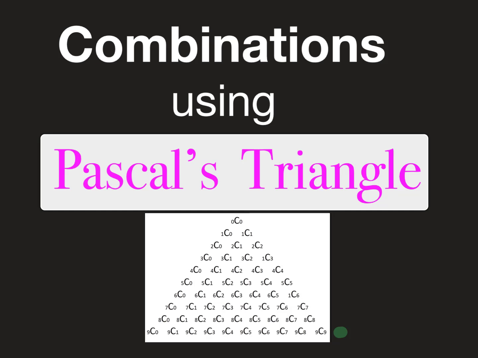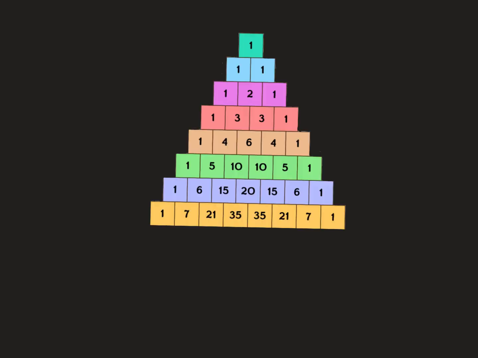In my last video, when we were working on combinations, I said that Pascal's triangle is a really good source for figuring out combinations. First, very quickly, I'll show you how a Pascal's triangle is constructed. So a Pascal's triangle is just a number triangle where the 1 is at the very top.